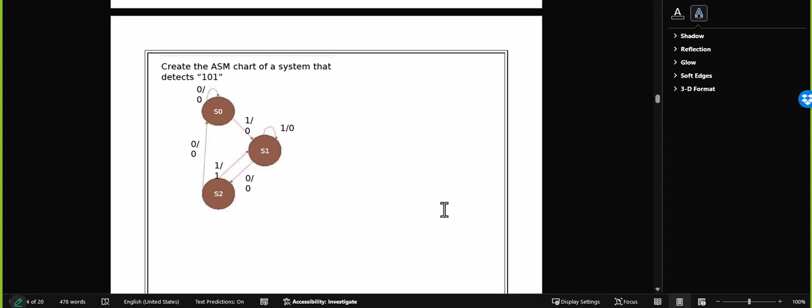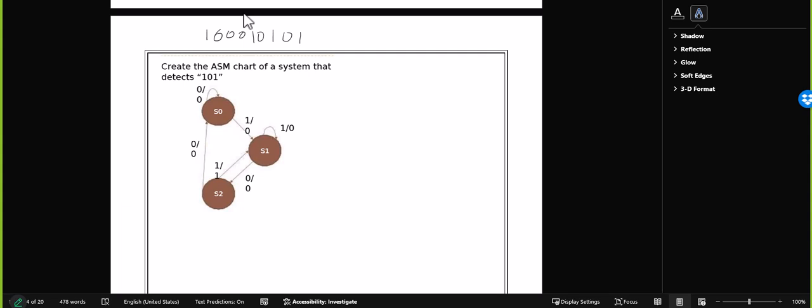Okay, first I want everybody to look at this state diagram and see if you agree that it does detect the sequence 101. Does it detect that sequence? I think it does. Well, let's decide. Let's say I have this as my sequence of inputs, and I want to see if it works.